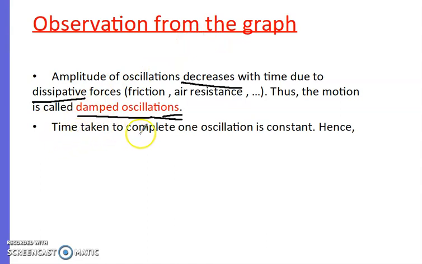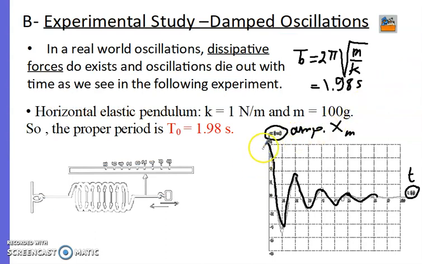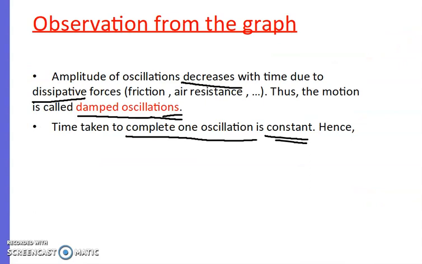But look also, the time taken to complete one oscillation or one cycle is constant. This is very, very important. Okay, so this is constant. Let's look at the graph. The time for one oscillation, this is the first oscillation, here to here. In reality, 2 seconds, right? Also, from here to here, maximum to maximum, also 2 to 4 means 2 seconds. Also here to here, 2 seconds. So the time for one oscillation is only 2 seconds, or is constant.